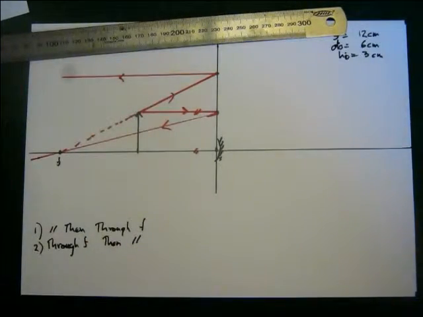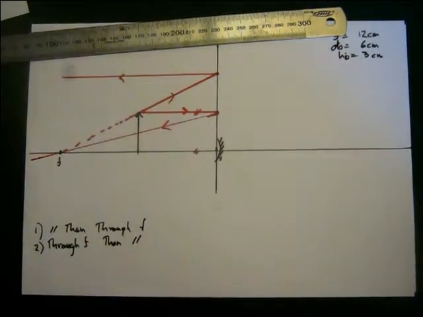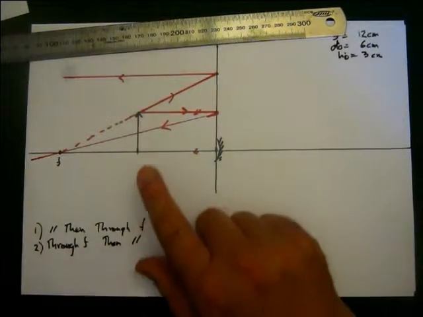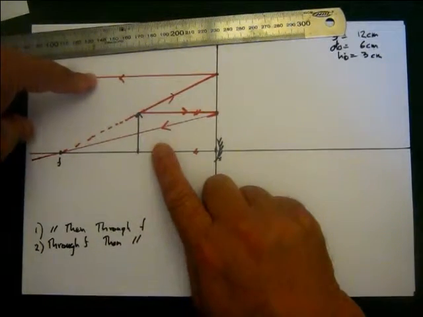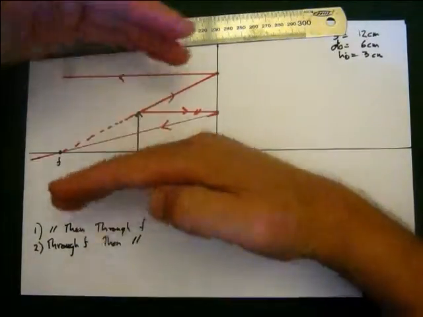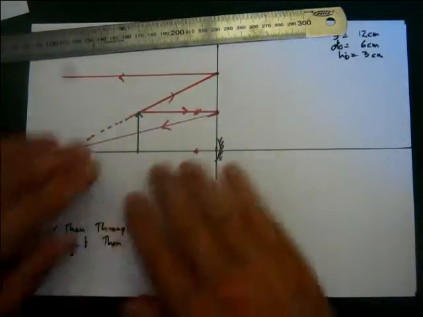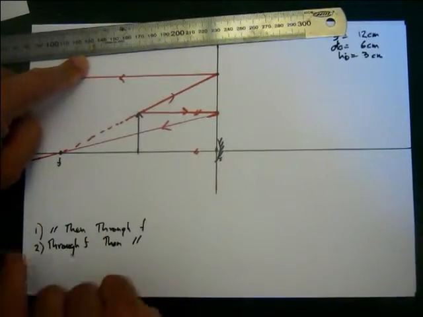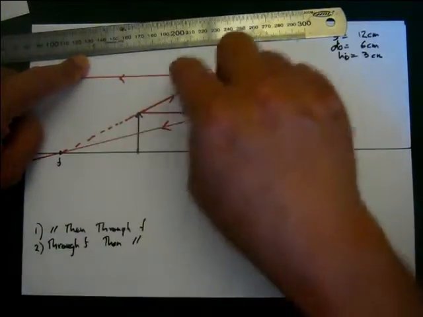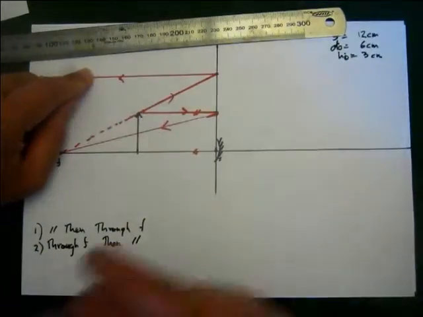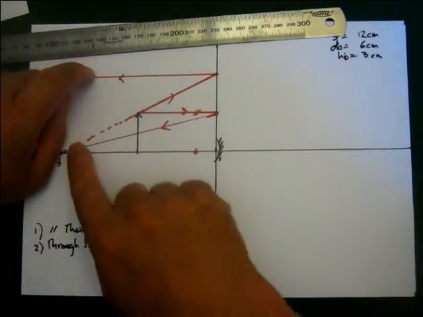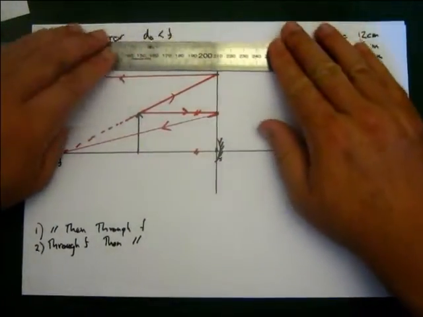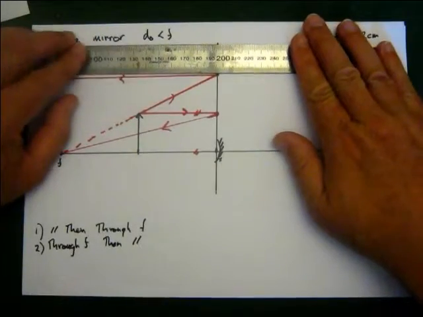And now we've got an interesting position. What we say is the image forms where these rays meet. But you can see these are getting further and further apart, and they will never meet. So how can we get the lines to meet? And the answer is we backtrack the reflected lines. This one goes up here and reflects that one. So I'm going to backtrack this reflected line.